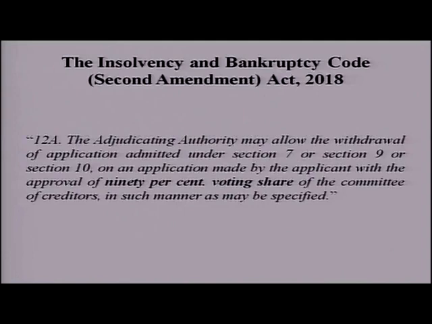If you see Section 12A, it has been introduced by way of the second amendment in 2018. It says that the adjudicating authority may allow the withdrawal of an application admitted under Section 7, Section 9 or Section 10, with respect to financial creditors, operational creditors, and the corporate debtor himself, on an application made by the applicant with the approval of 90% voting share of the Committee of Creditors, in such a manner as may be specified. This specification has been given under the regulations by the Insolvency and Bankruptcy Board of India.